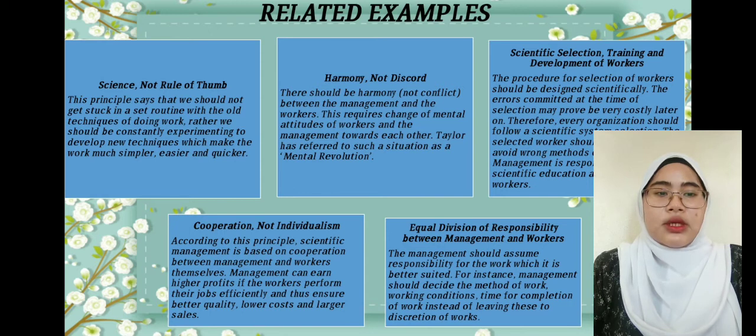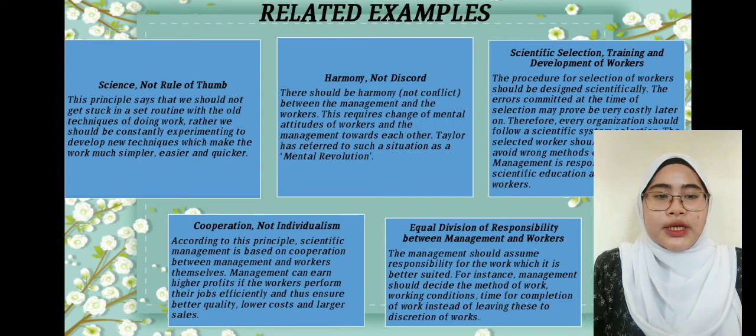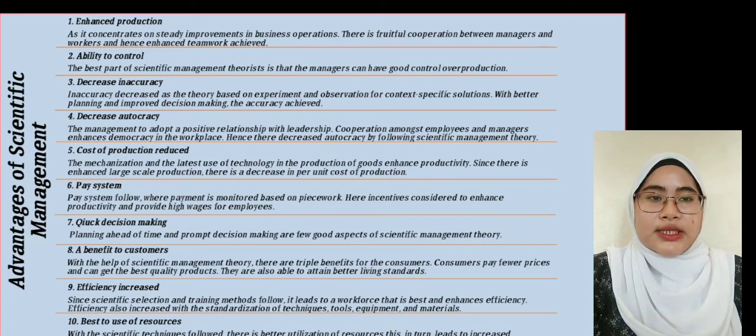Next, cooperation, not individualism. According to this principle, scientific management is based on cooperation between management and workers. Management can earn higher profit if workers perform their job efficiently and thus ensure better quality, lower cost and larger sales. Lastly, equal division of responsibility between management and workers. The management should assume responsibility for the work for which it is better suited. For instance, management should design the methods of work, working conditions, and time for completion of work instead of leaving this to the discretion of workers. And I want to talk about advantages and disadvantages.